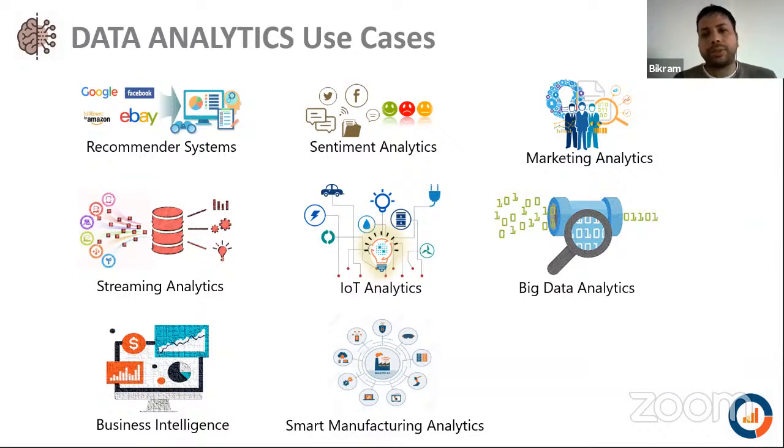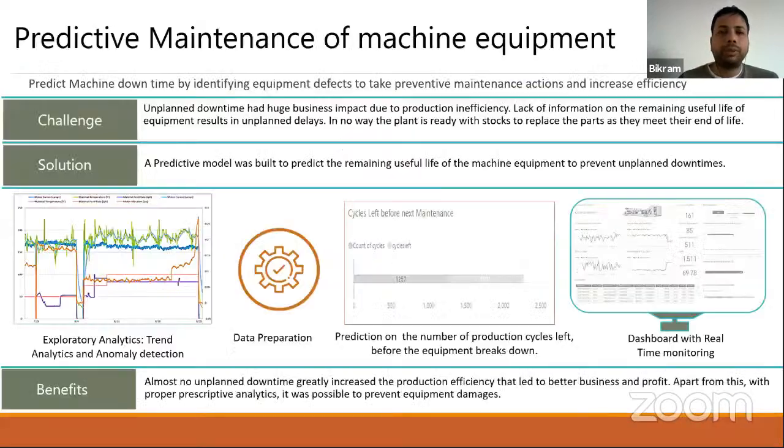Big data analytics, big data I already spoke about. Manufacturing analytics, again, could be powered by IoT, and then business intelligence we already discussed, right? So predictive maintenance of machine equipment. So this is just to give you a couple of real world examples.